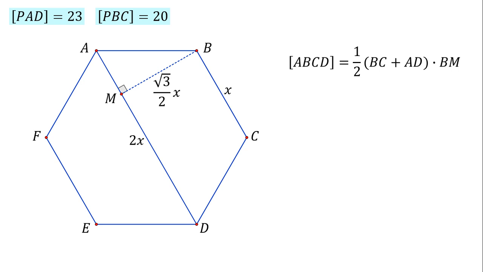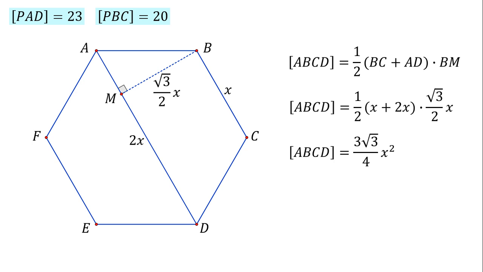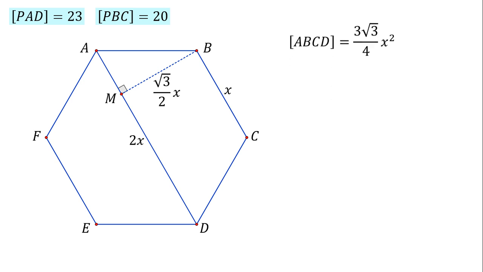Substituting x, square root of 3 over 2 times x, and 2x, we have 1/2 times quantity x plus 2x times square root of 3 over 2 times x. Simplifying, we obtain 3 square root of 3 over 4 times x squared. So now we just need to find the value of x squared in order to find the area of trapezoid ABCD. Now how can we do this?